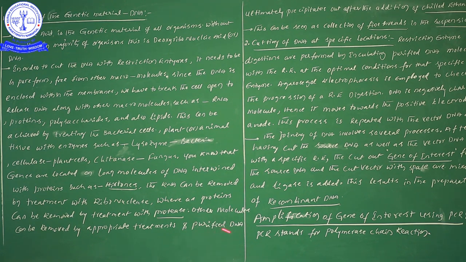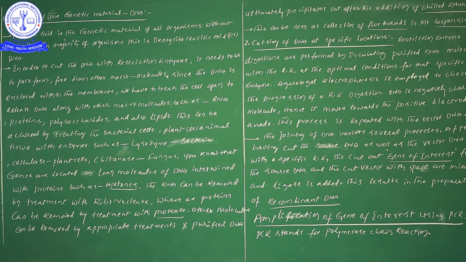My dear students, one point you have to remember: we should not use the DNase enzyme, that is, deoxyribonuclease. If you use DNase or deoxyribonuclease, the DNA also will be digested. If DNA is also digested, then what will you isolate? Did you understand? That's why we use all types of enzymes for removal of all types of macromolecules except DNase, deoxyribonuclease.